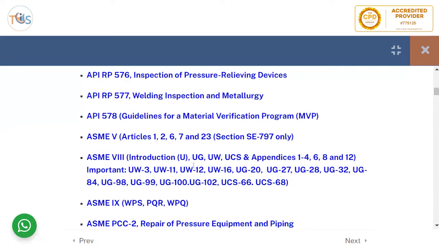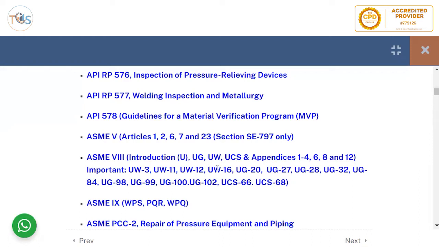On ASME Section 8, construction code, you should know about UG, general requirements, UW, welding, UCS, carbon steel, and Appendices 1 to 4, 6, 8, and 12. And important parts are here, UW-3, about joint category, UW-11, 12, 16, 20, 27, and we will go and explain what each one means. So you should remember these clauses in ASME Section 8.